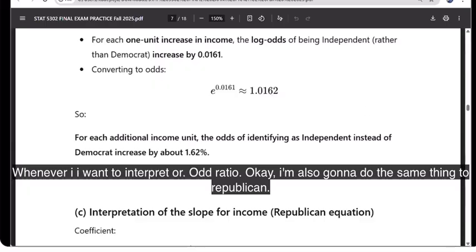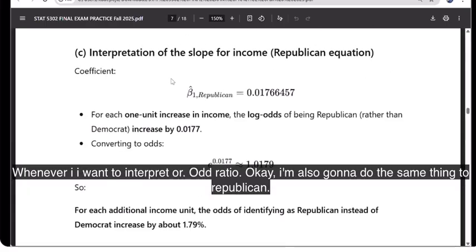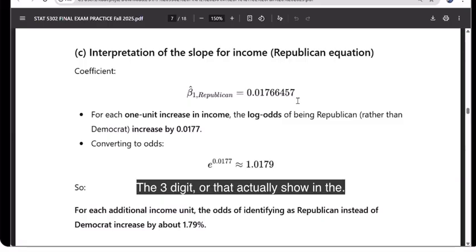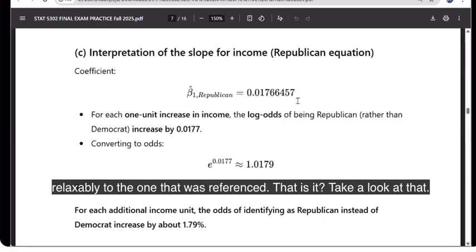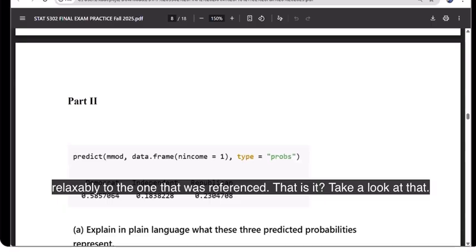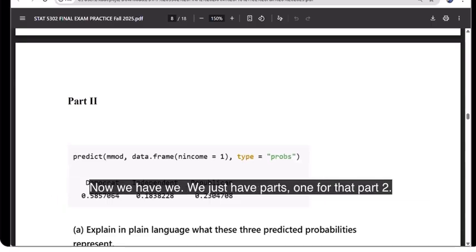Okay, I'm also going to do the same thing for Republican. Take a look at that. I'm going to do the same thing for the Republican, and I'm going to be comparing the predictor that actually shows in the higher output relative to the one that was referenced. That is it. Take a look at that. Now we just have part one for that.